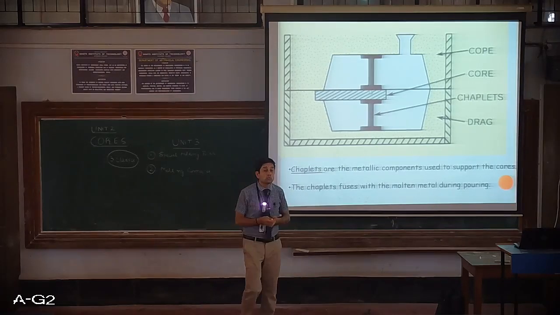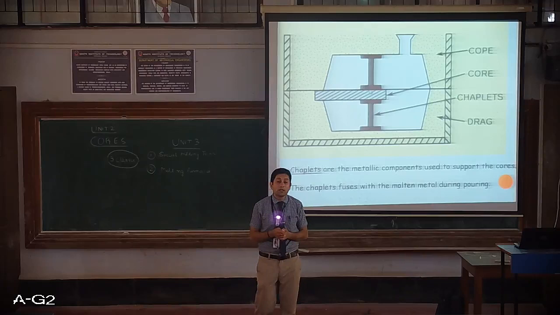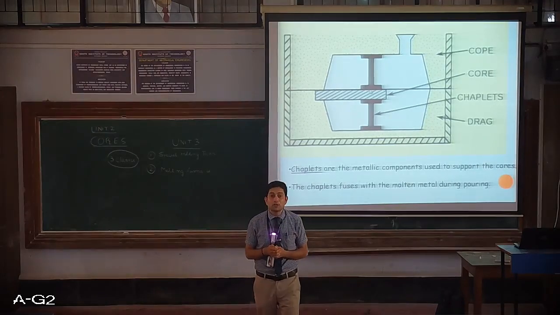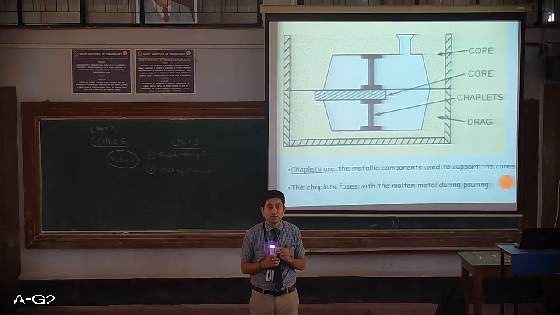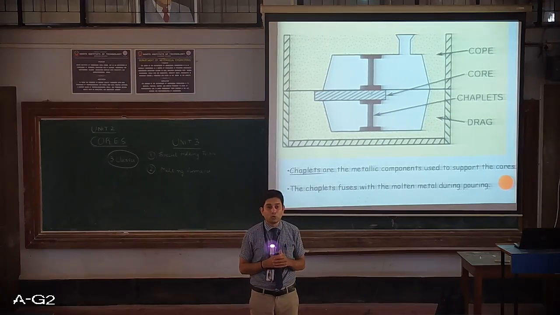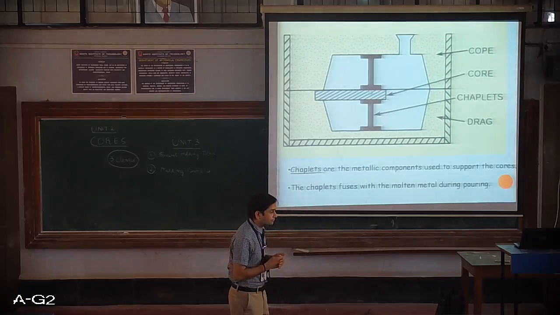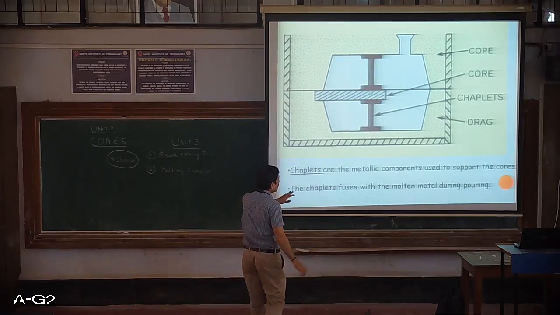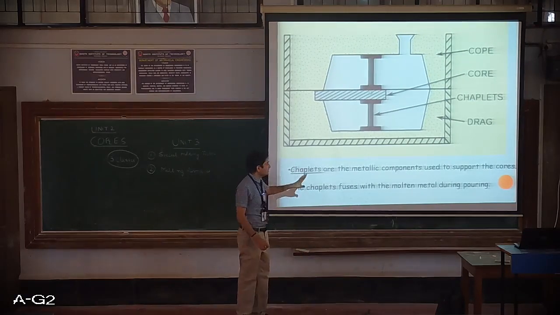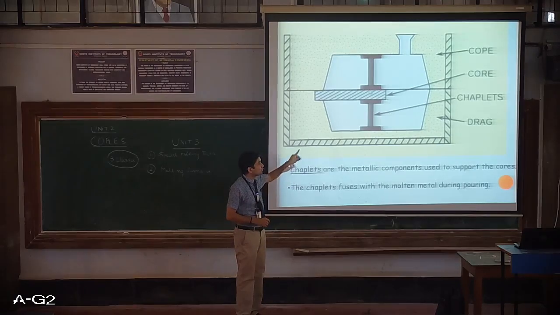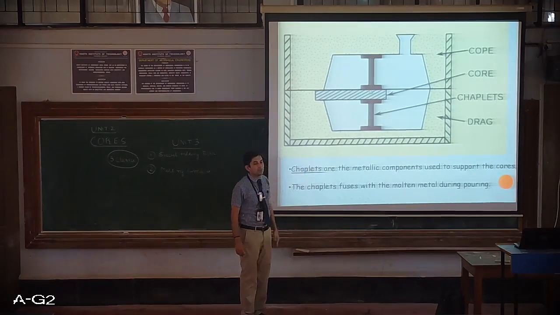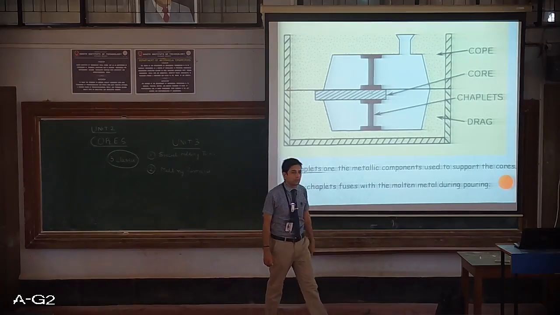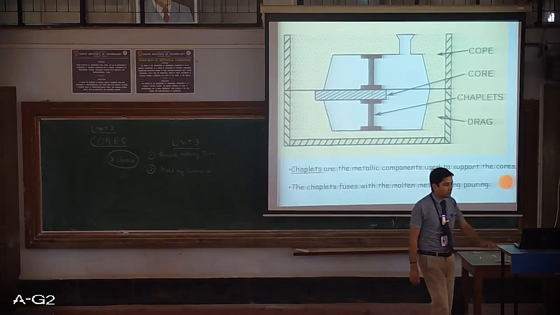Sometimes quiz questions may be asked about why chaplets are used when cores are used in casting. So you should remember chaplets are basically used to balance the core part. The second thing to remember, as I have written, is that chaplets are the metallic components used to support the cores, and they fuse with the molten metal during pouring. So it will fuse with the molten metal when the metal is being poured.